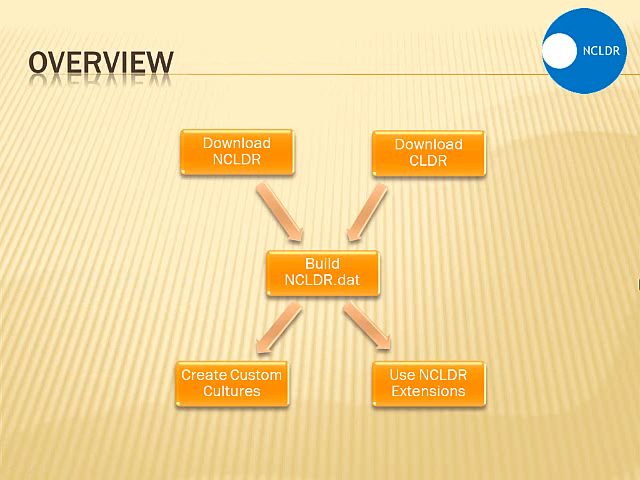We start by downloading NCLDR and also downloading CLDR. From there we can build the NCLDR data file. Thereafter we can start using NCLDR either to create custom cultures or to use NCLDR extensions. I'll briefly introduce you to both of those things in this video, and they're covered more extensively in subsequent videos.